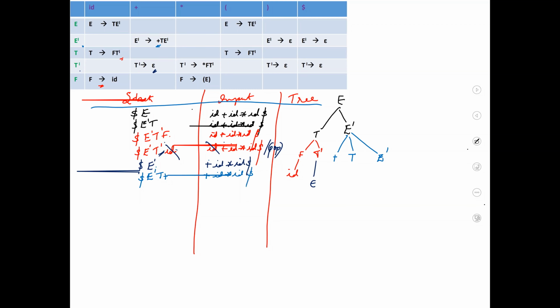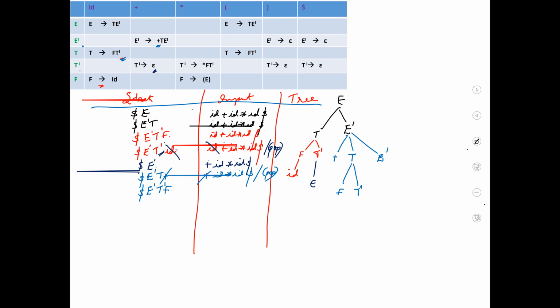Plus and plus is meeting, which means it is a match. You cancel it, which means it is a popping. Next, you have T and ID. T and ID, you do have FT dash. So inside your stack, this T, you will replace it with the reverse, T dash F. So this particular T, you are replacing it with F T dash.